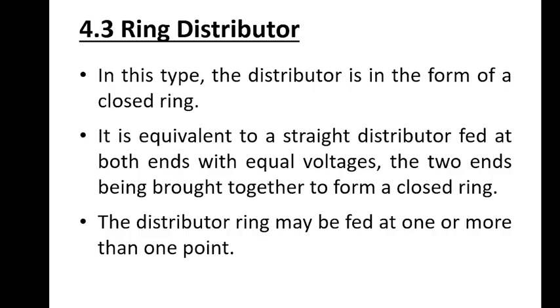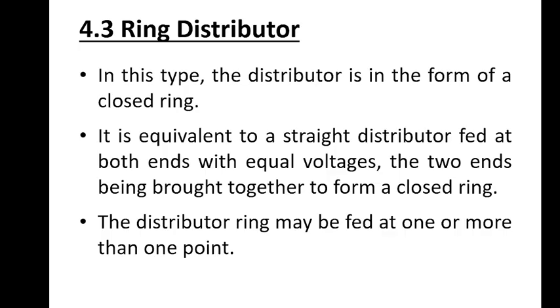So let's come back to the other configuration of the distribution networks, a ring distributor. A ring distributor is a type of distribution system in which the network forms a closed loop or ring. In this configuration, the distributor is effectively equivalent to a straight distributor that is fed at both ends with equal voltages, with two ends connected together to form a continuous path. This arrangement improves the reliability and flexibility of the system, as power can flow in more than one direction.